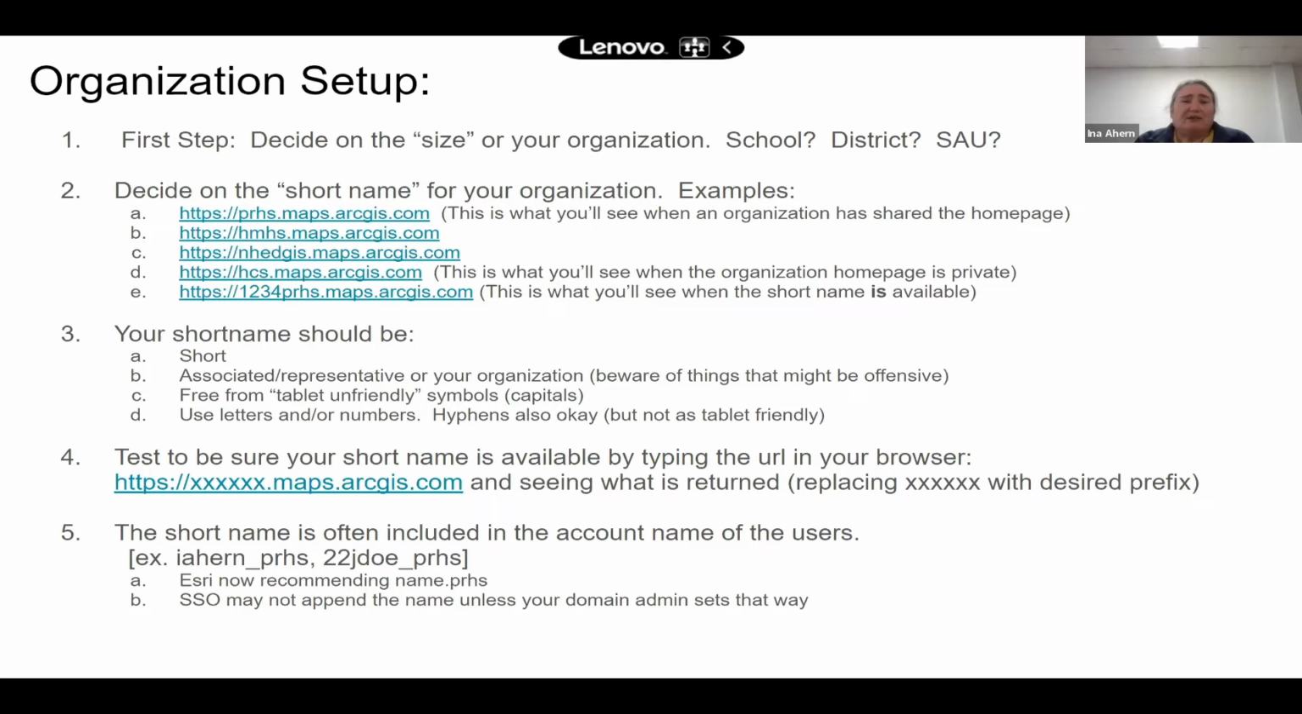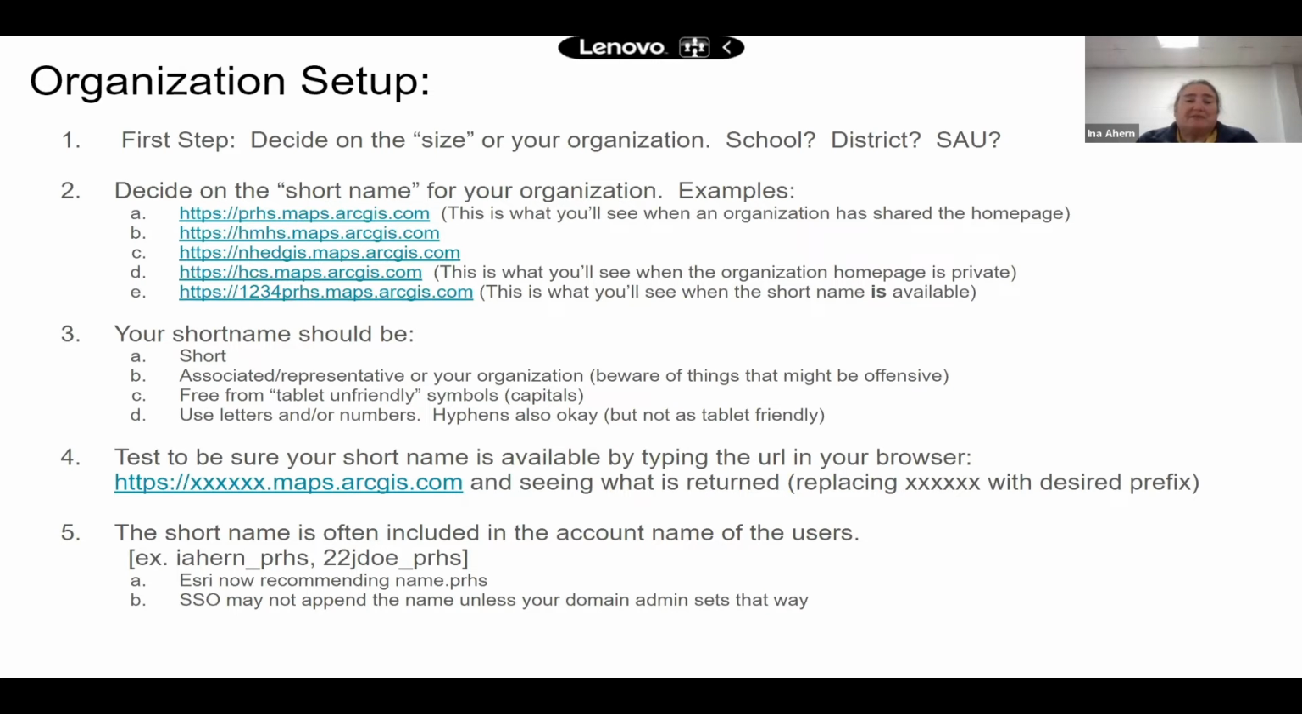Okay, so once you have decided on the size of your organization, the next thing is you have to find your short name. And I'm actually down on number 3, and then we'll go back and do number 2. It was very easy when Bob and I started to get short names because there were lots of them available. It has become trickier, but you want your short name to be, as it says, short, because it's probably going to be part of everybody's username.